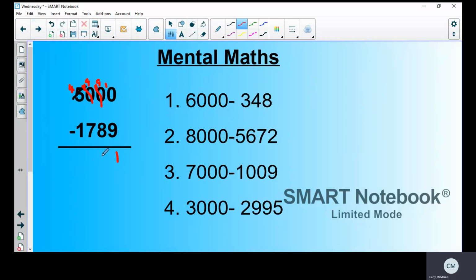Then I've got 9 take away 8 is 1. I've got 9 take away 7 is 2. And 4 take away 1 is 3. So the answer is 3,211. So using that method, can you do the next 4 sums? So you might need to pause the video to do that on a piece of paper.